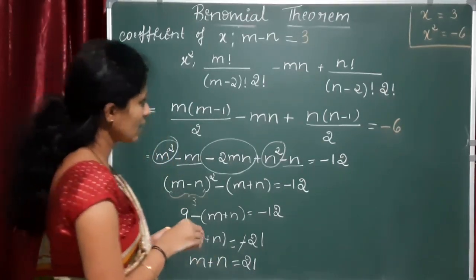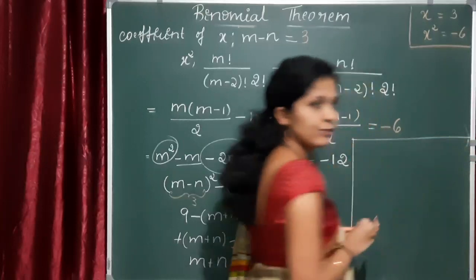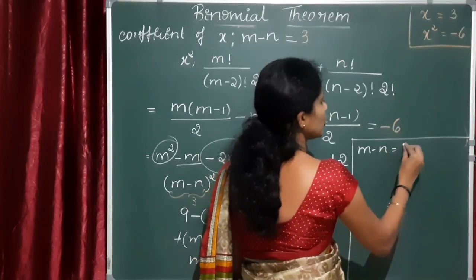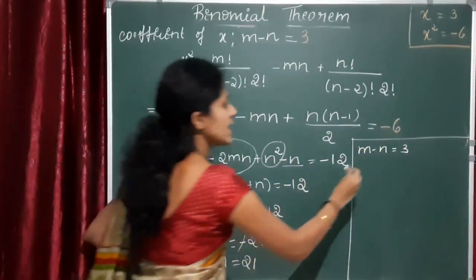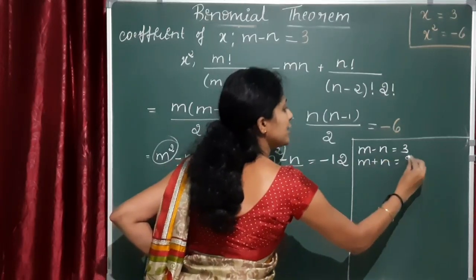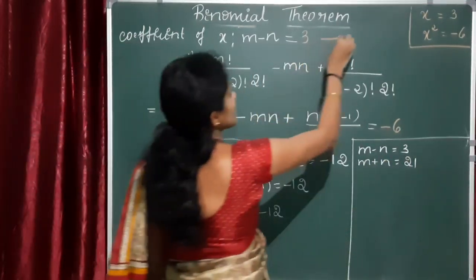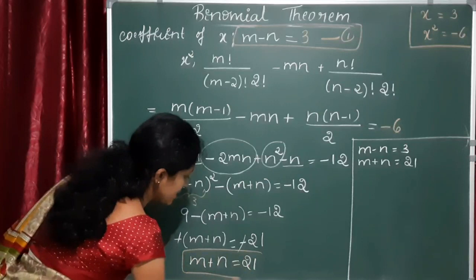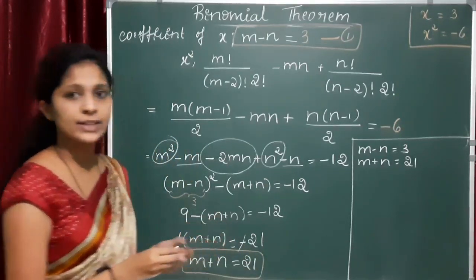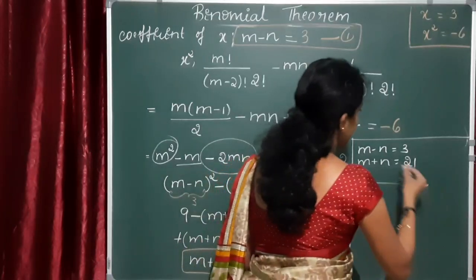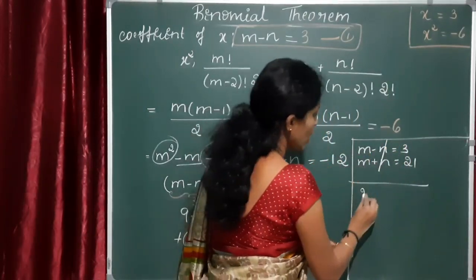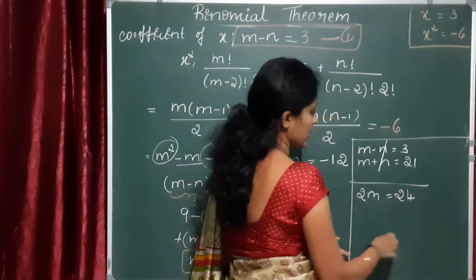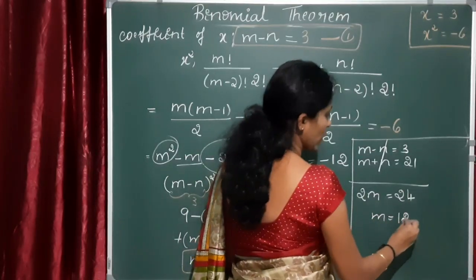Now it's simple. We have two equations, right? We can find the values of m and n. One equation is m minus n is equal to 3. The second equation we got is m plus n is equal to 21. Is it clear? We'll simplify. We have to find the value of n or m. So this will get cancelled. m plus m will be 2m, right? 21 plus 3 will be 24, right? So the value of m is equal to 12. I think you have to find the value of m.